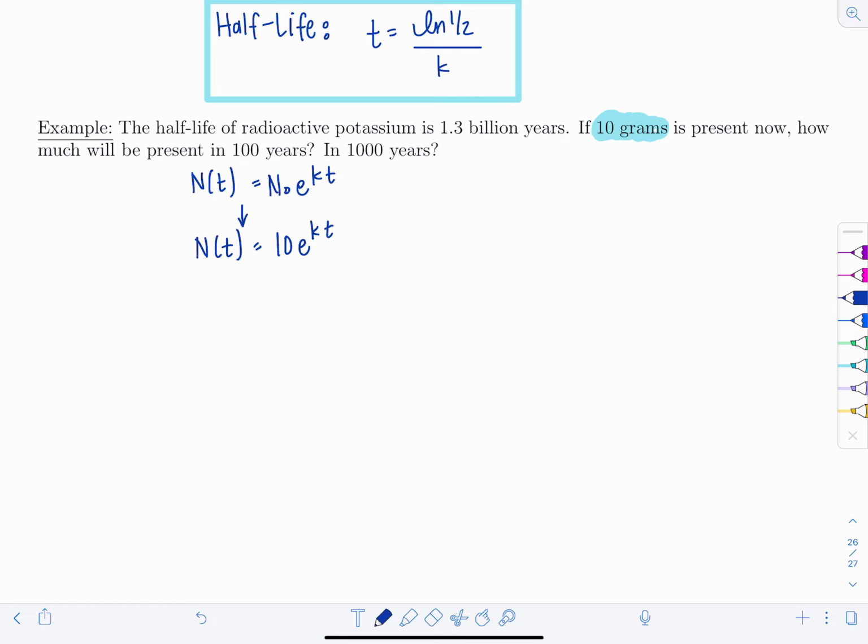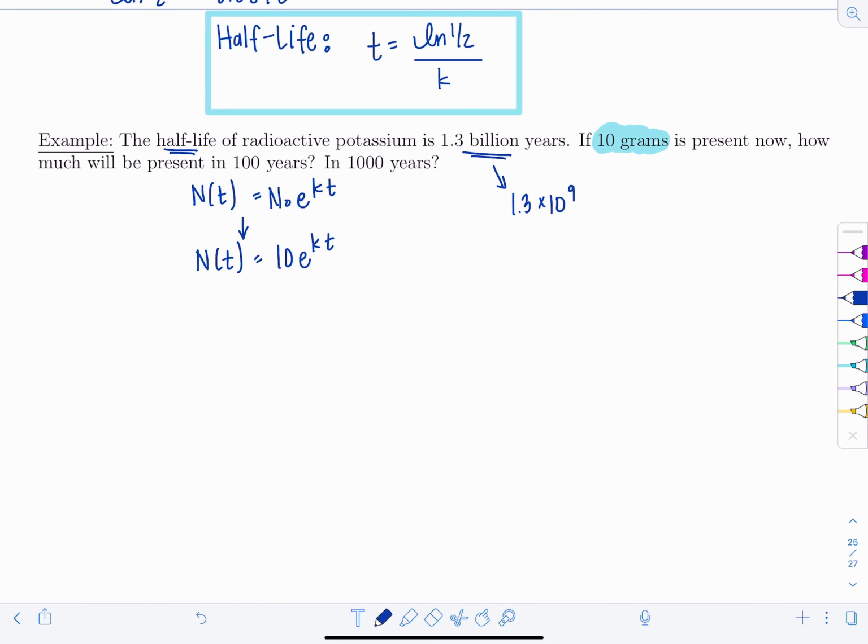Okay, well, they didn't tell me what k is yet. They did tell me the half-life. The half-life is 1.3 billion years. Let's put that in scientific notation. Who wants to be writing zeros all day long? Not me. So that's 1.3 times 10 to the 9th. I need to find k. Well, they gave me the half-life. You see the formula I have boxed up above? Can't I find k if I know what the half-life is? I sure can. So let's go ahead and find k.